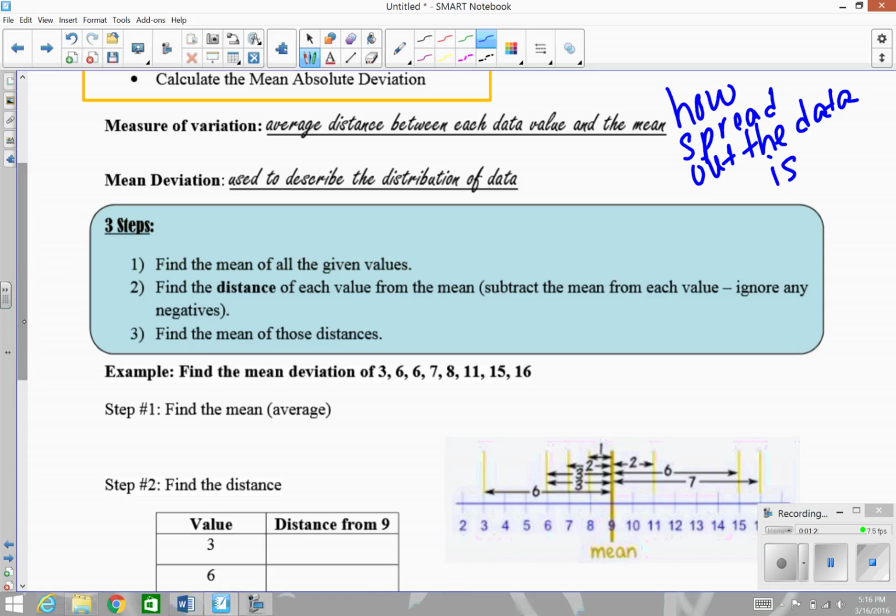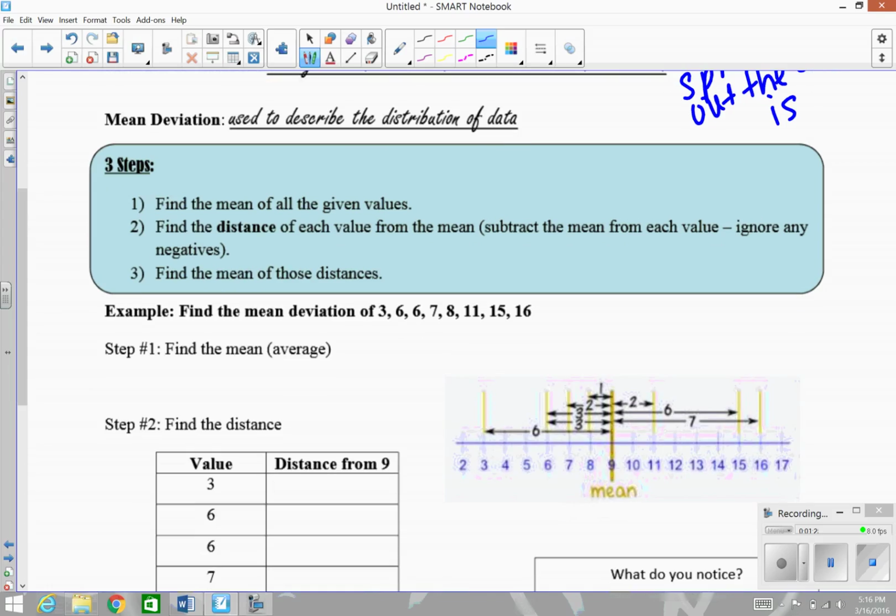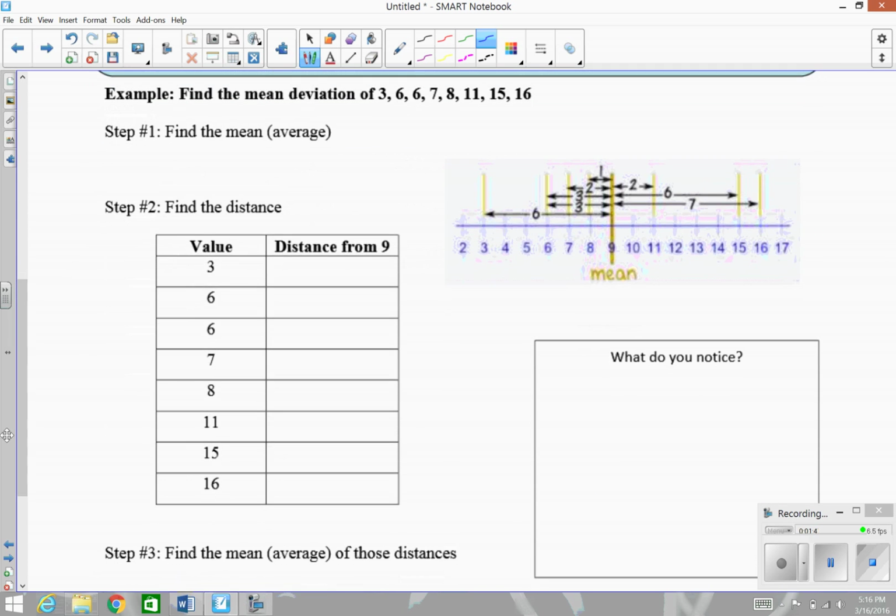So, 3 steps for finding the MAD. First, we find the mean, which you know is the average, and you know how to do that. Then you find the distance of each value from the mean. And then we find the average or the mean of those distances. So we're just going to jump right in. I think it'll make a lot more sense.